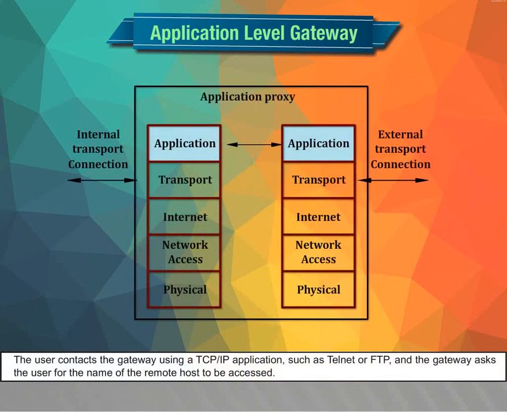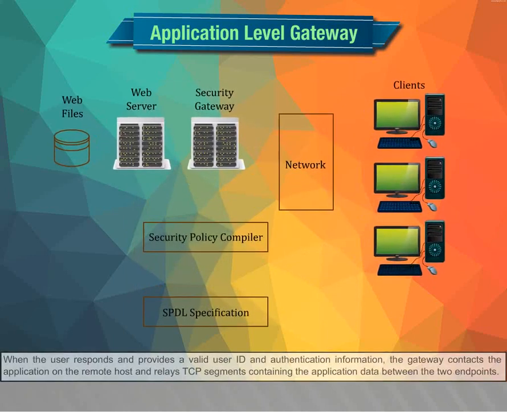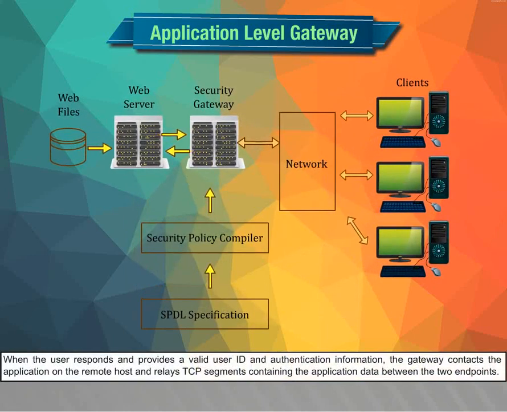The user contacts the gateway using a TCP/IP application such as Telnet or FTP, and the gateway asks the user for the name of the remote host to be accessed. When the user responds and provides a valid user ID and authentication information, the gateway contacts the application on the remote host and relays TCP segments containing the application data between the two endpoints.